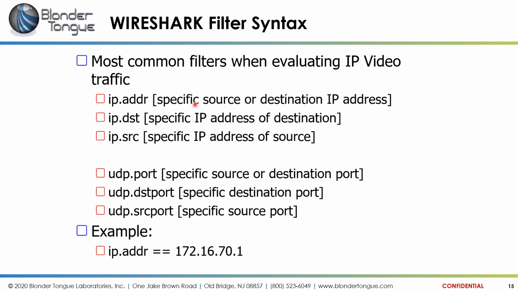Some common filters when evaluating IP video traffic. You saw the IP.ADDR, so the specific source or destination IP address, or specifically a destination .dst or a source .src address. So if you know that you only want from this specific source, you can say IP.src equals and the IP address, and it will only provide data, show data from that source.